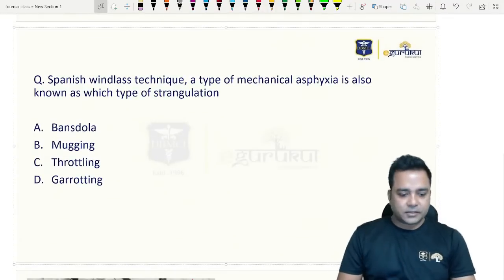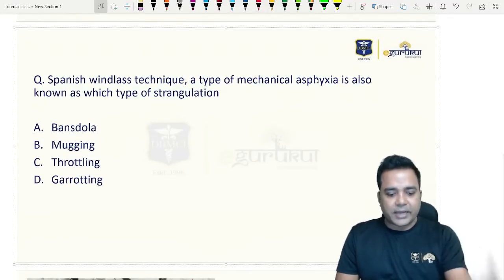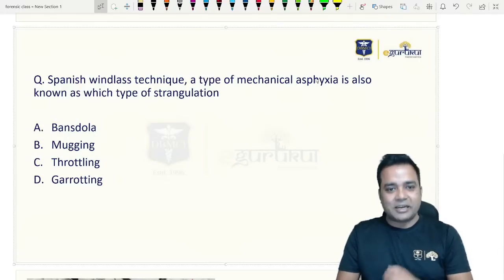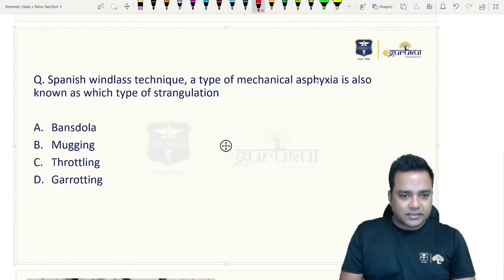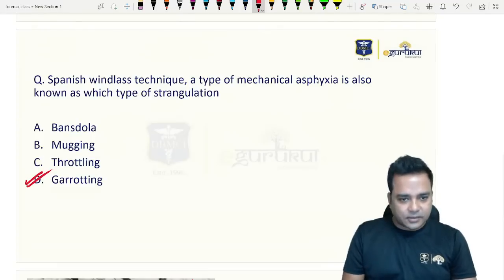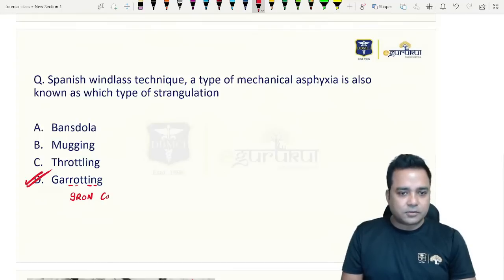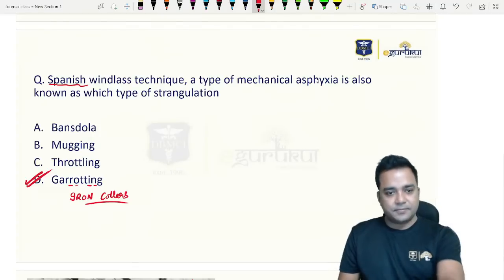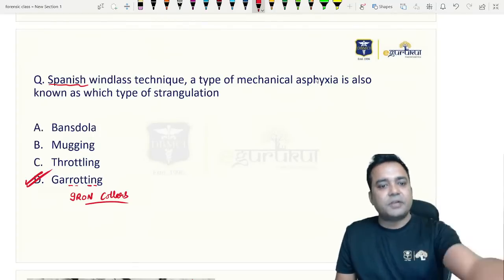This was another question. Spanish windlass technique, a type of mechanical asphyxia, is also known as which type of strangulation? And yes, we have covered in our DBMCI classes that the correct answer here goes with garroting and nothing else. Garroting is strangulation by iron collars. This is what we learn in our classes. Strangulation of a person by iron collars is referred to as garroting. And one of the types of garroting is Spanish windlass technique. Correct? Without any doubt. This was a straightforward question.